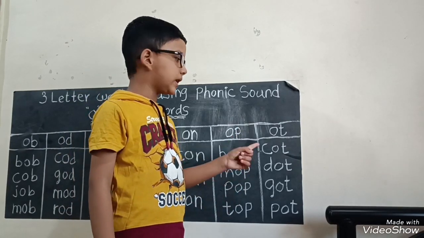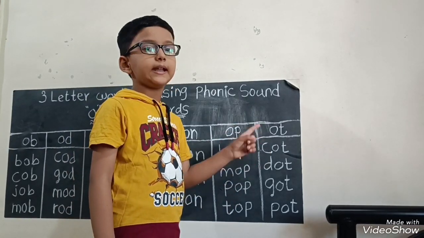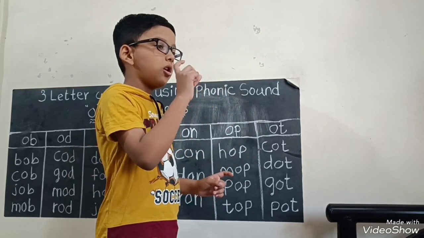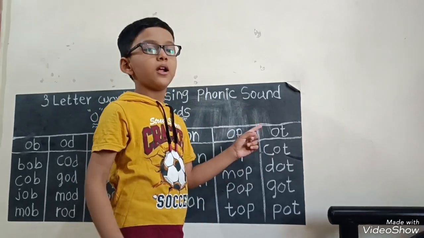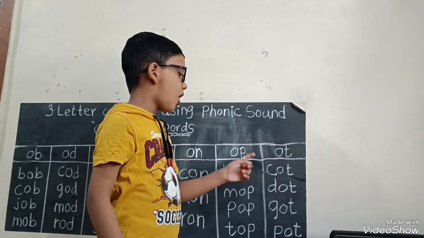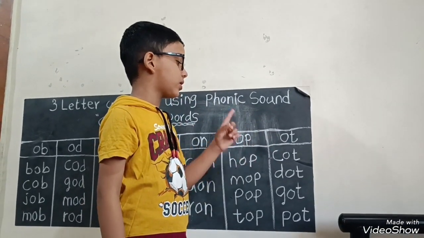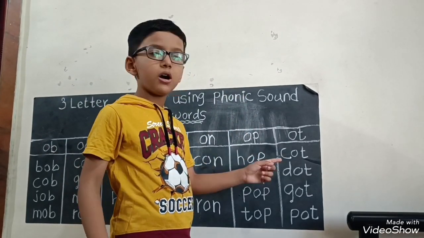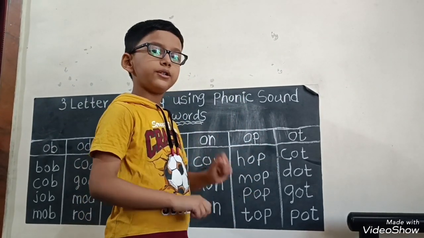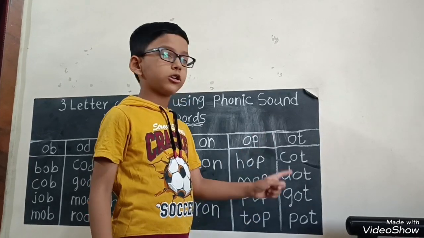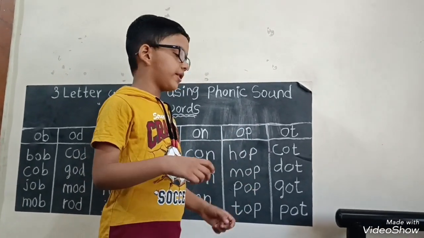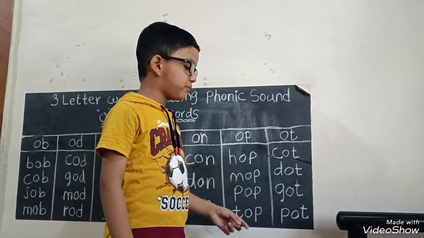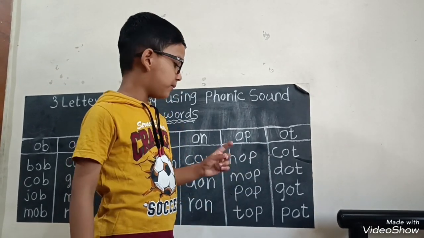Now last is OT ending words. Sound of O. O. Sound of T. T. Ot. Like this. Sound of C. K. Cot. Sound of D. Dot. Sound of G. Got. Sound of P. Pot.